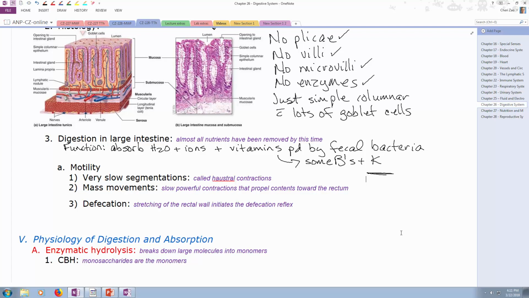Remember peristalsis, where we're moving the material down? We call it mass movements when we're in the large intestine. Our notes say slow, powerful contractions that propel contents towards the rectum. We only have two or three a day of these, and it's not unusual for them to occur after a meal.